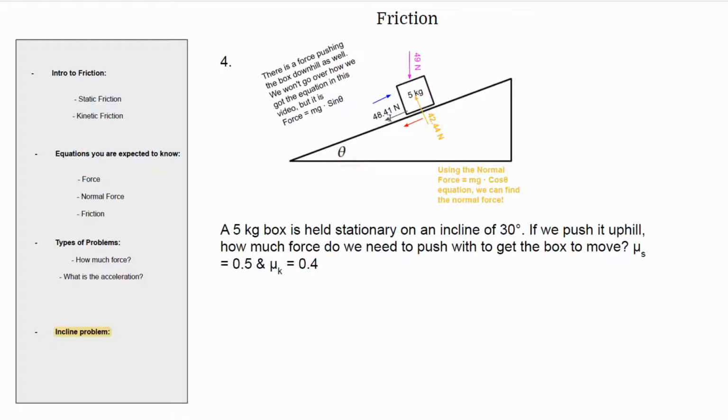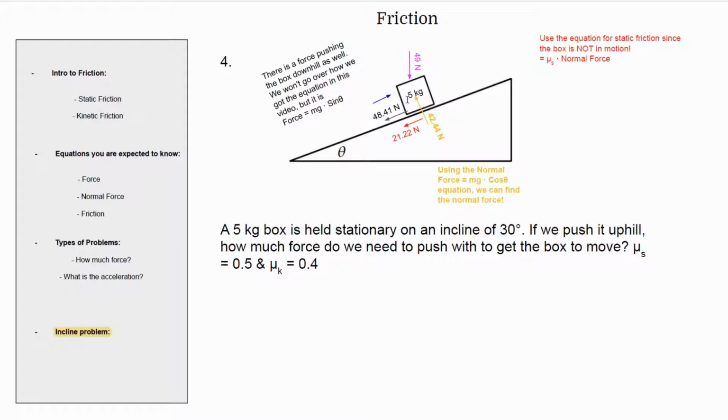Now, if you notice here, I've actually drawn another force. This is the force of the box wanting to go downhill. Since the box is uphill, it wants to go down, and it's being held stationary. This is the equation we used. We'll worry about that in the incline problem video. So next we can find the force due to friction. This is simply the static friction multiplied by the normal force. This yields 21.22 newtons, and it goes downhill.